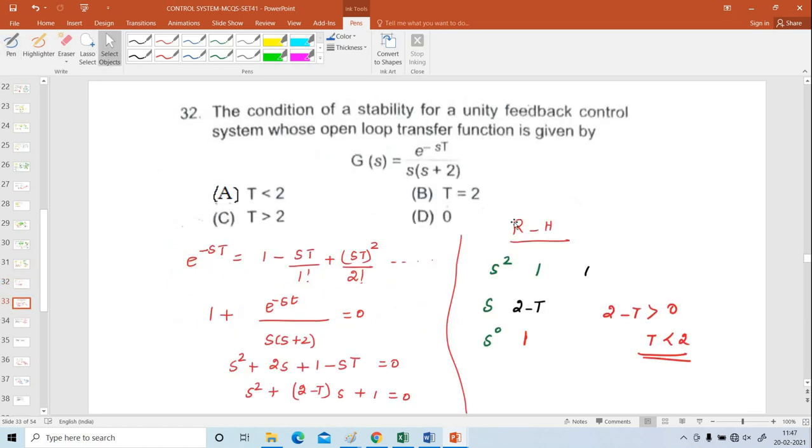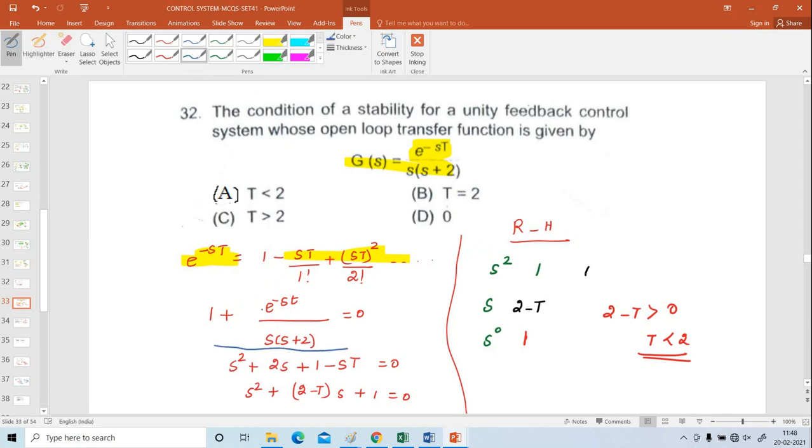Next, the condition of stability for a unity feedback control system whose open loop transfer function is given by G(s) = e^(-sT) / (s(s+2)). First of all, I am going to write what e^(-sT) is: that is 1 - sT/1! + (sT)^2/2! and so on. Then I have to write the characteristic equation.